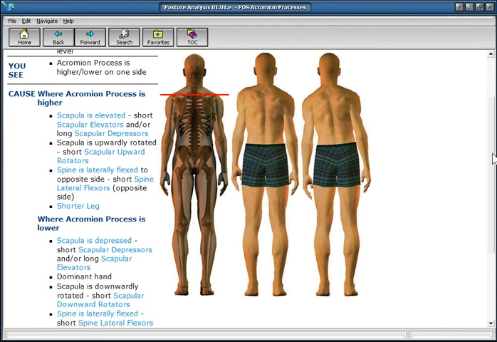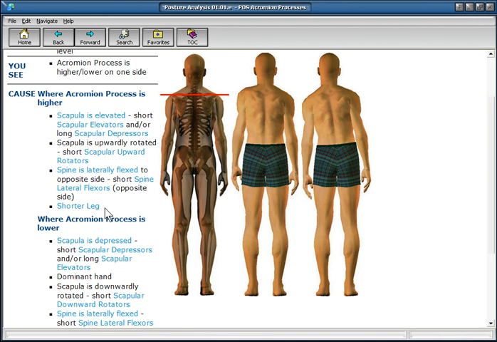So it says here, where the acromion process is higher, the scapula is elevated. You might have short scapula elevators and/or long scapula depressors. The scapula might be upwardly rotated, and short scapula upward rotators, the spine might be laterally flexed to the opposite side, or short spine lateral flexors to the opposite side, or you might have a shorter leg.